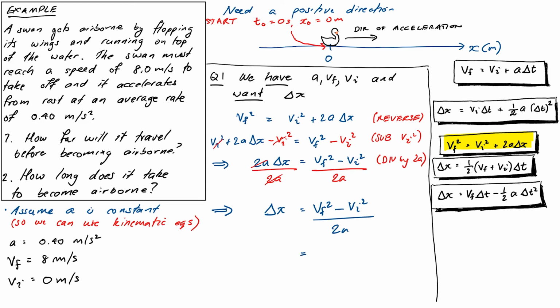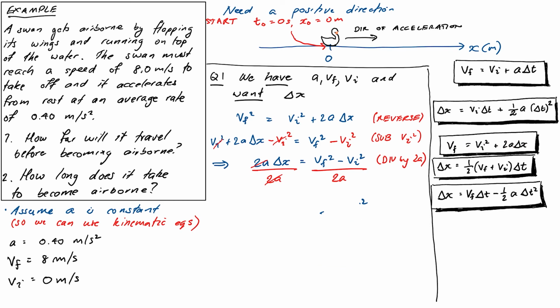Now's the point where we can go and put this in our calculator, and we'll get delta x is 8.0 squared minus 0 squared, all divided by 2 times 0.40, and that comes out to 80 meters for our displacement. So the Swan will travel 80 meters before it gets airborne.